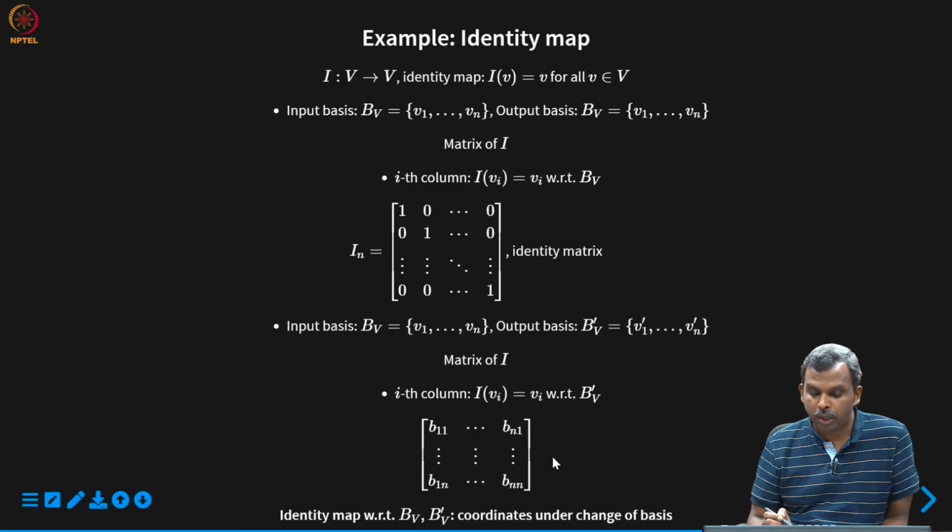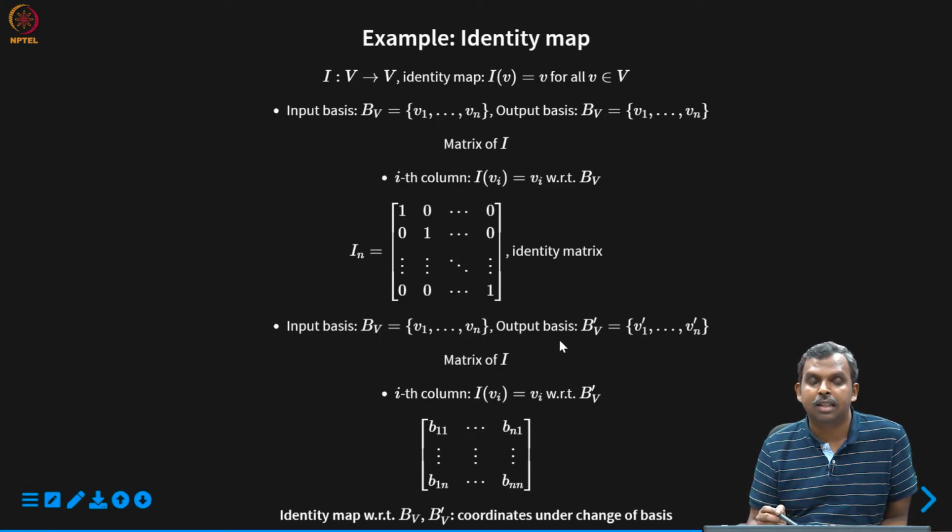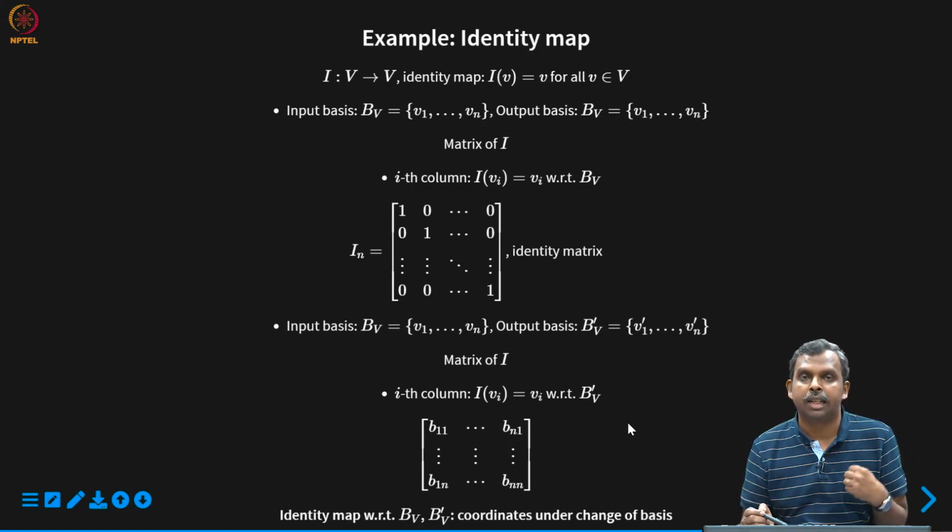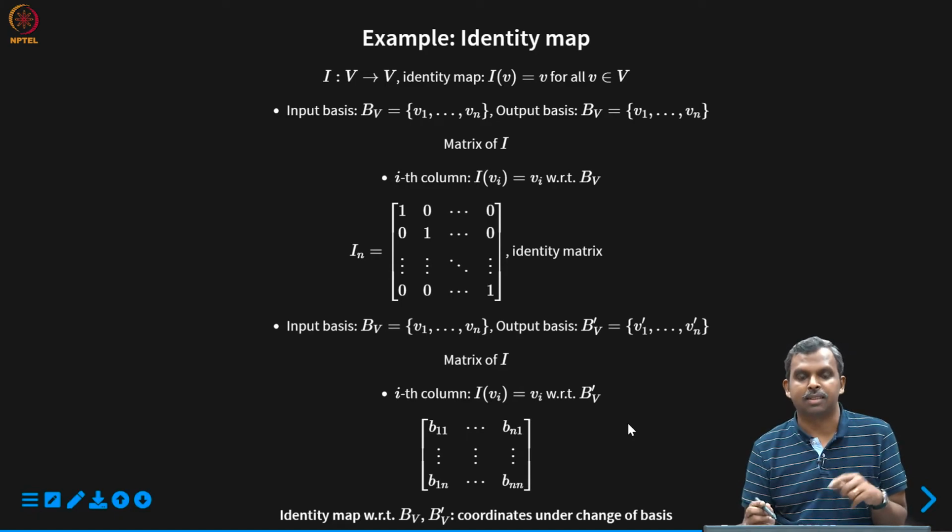So what you were doing for this coordinate change with respect to change of basis is nothing but changing the input and output basis in the identity map. Instead of keeping output basis equal to input basis, you changed it to some other basis and then you saw what happened. Okay, so that's the idea behind what's going on. So this is a nice way to think about change of coordinates. So change of coordinates is actually a linear operation. It's the identity map when you change the output basis to something else.